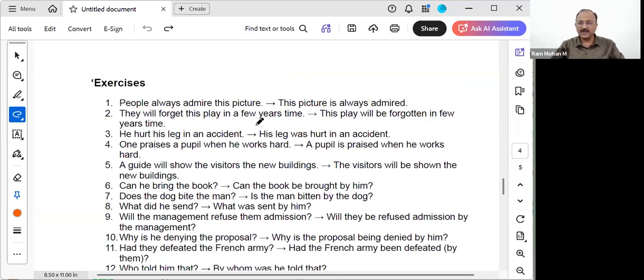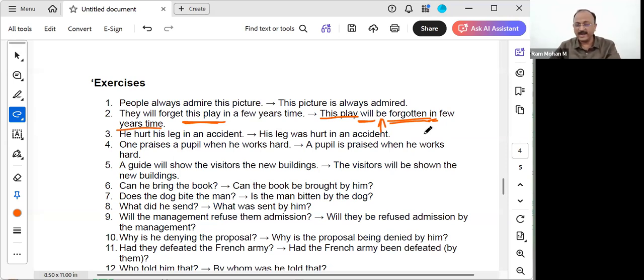They will forget this play in a few years' time. This play is the object, so it became the subject. They will forget. So "will be" will get added. Forgotten. In a few years' time is there. In a few years' time, we can use "a", or "a" is not required also. Correct? No? This play will be forgotten in few years. Understood?